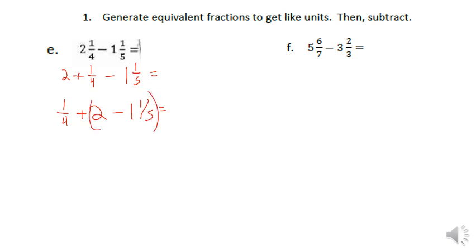Now, how about if I subtract this first? I got 2 minus 1 1/5, and I know from the exercise we did that 2 minus 1 1/5 is going to give me 4/5. So I've simplified this mixed number problem. Now I have my common unlike fractions to add together.